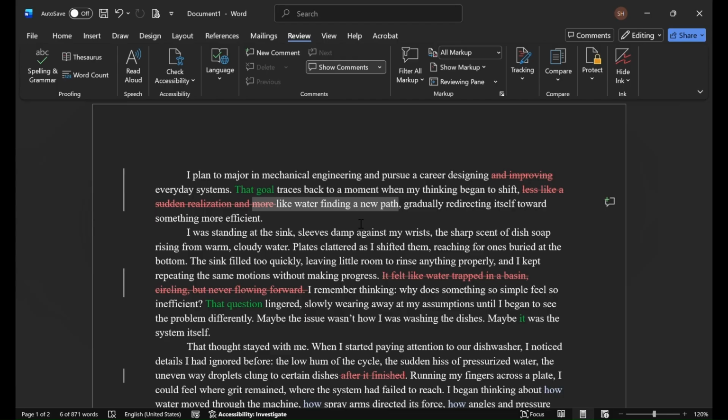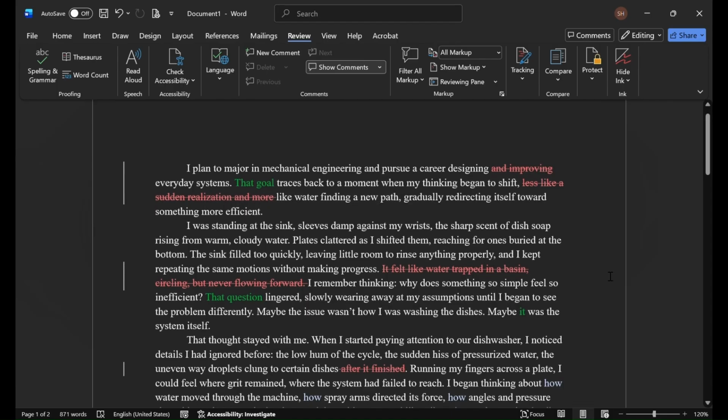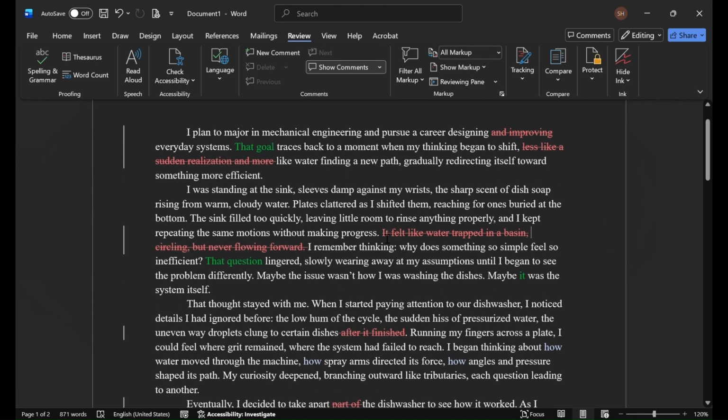So once again, we're just looking for things to sort of delete. I got rid of this here: it felt like water trapped in a basin, circling but never flowing forward. So one thing that I noticed and pointed out in the previous video is that although I like the water metaphors and similes, sometimes it kind of felt like maybe it was too much.